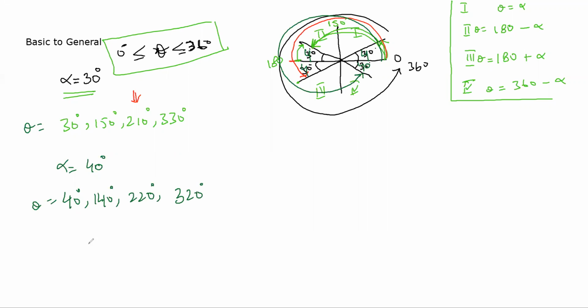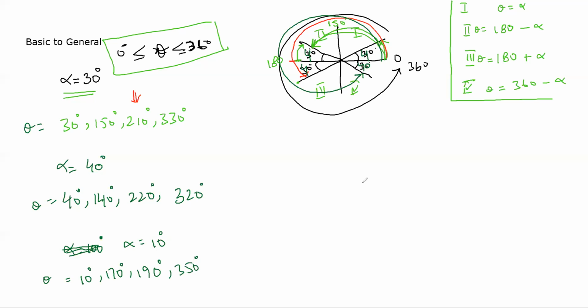Now, can you have alpha equal to 100 degrees? No, never, okay? Alpha is always a positive acute angle. So let's say your alpha is 10 degrees. Can you tell me what the general angles are between 0 and 360? 10 degrees, 170, 190, and 350. Very, very good.